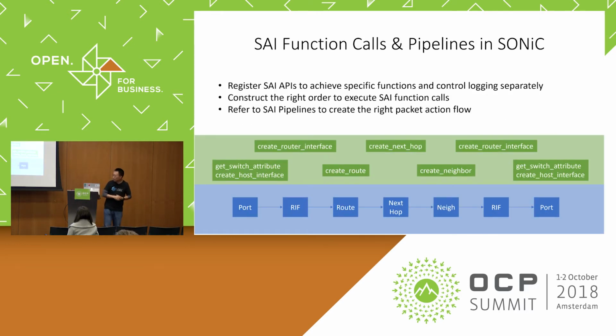So how do the function calls and the pipeline behave in SONiC? If you look at the bottom, you see a reference pipeline of hardware. You have a port, the RIF, the route, next hop, neighbor, those kinds of things, then it goes to the egress. And then it maps to a set of SAI API calls to achieve certain functions. When people need to use SAI to program the hardware, you just need to make sure the order is correct for executing the SAI function calls, and then you can build the reference pipeline with the right packet action flow. It's that straightforward.